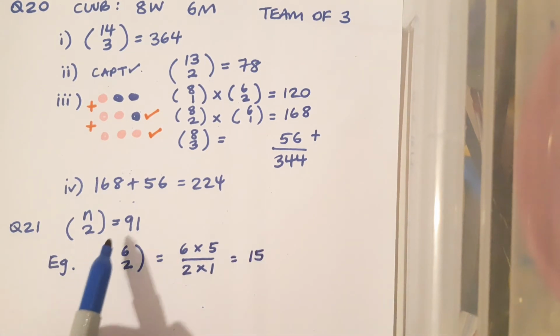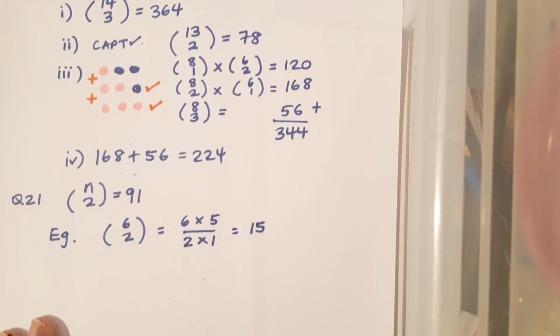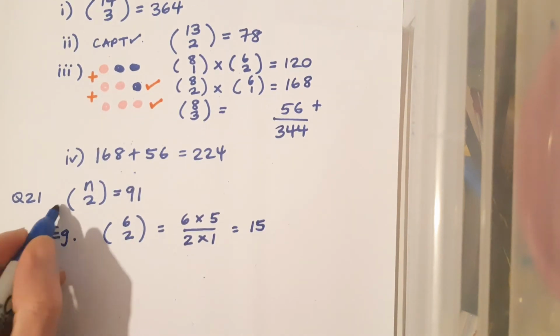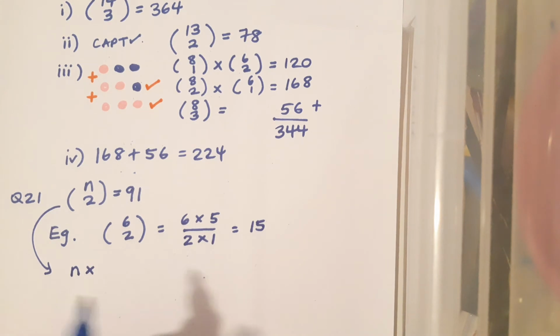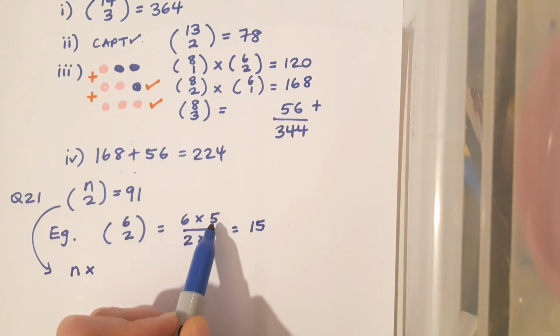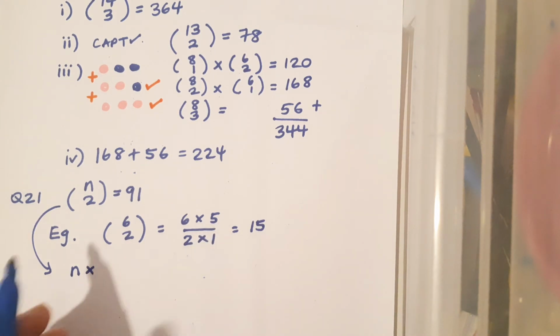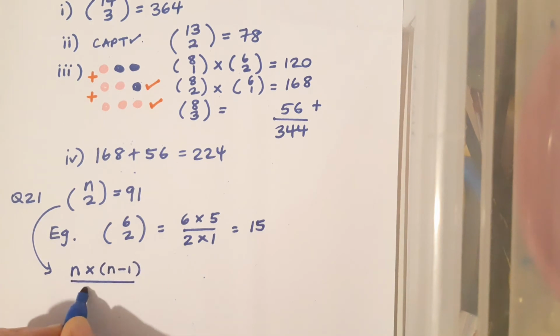So I'm going to use a very similar process now for my calculation in question 21. The only difference is that I don't have an exact value for that n, but that's no problem. I can still actually do the calculation. So what am I going to do? So for n choose 2, I'm going to start with n, and then I'm going to multiply by the next number down. So how did I get down from 6 to the next number? Well, I took 1 away from it. So 6 and then take away 1 is 5. If I've got n and I want to take 1 away from it, well, that's just going to be n minus 1. And on the bottom, it'll still be 2 times 1.